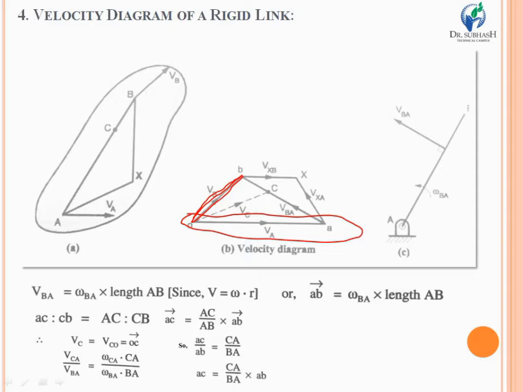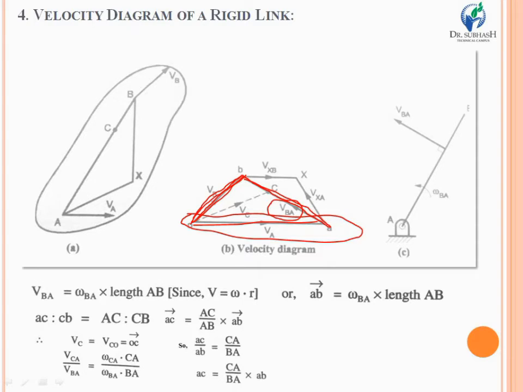Now the third side, that means the link joining the points A and B, is representing the velocity VBA, and it is obtained once you join these two lines OA and OB. So this is what I have discussed earlier, that if you have two sides known in direction and magnitude, of course the third side will represent the resultant velocity vector of that particular link.